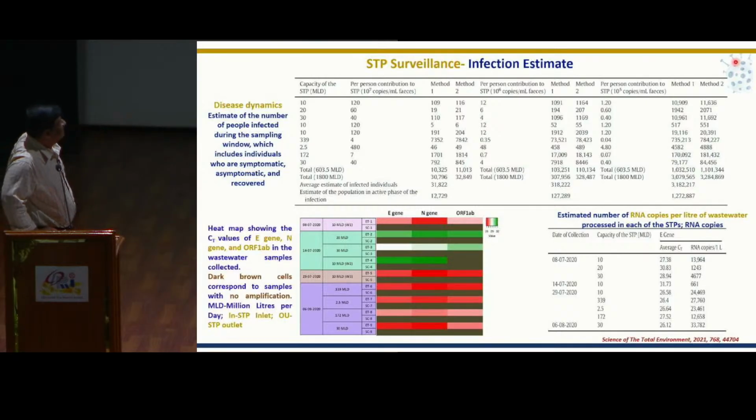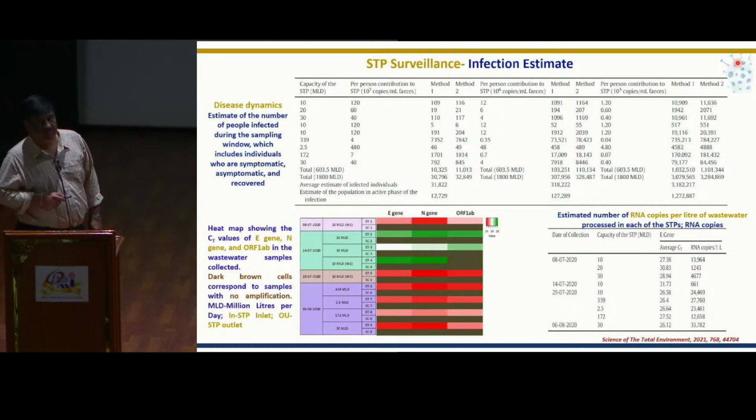This is the first methodology we chose, and it has given results. Here are all the STP plants with different capacities in Hyderabad, which cover about 60% of the population. We tried to understand the infection rate at that particular point in time based on E genes, N genes, and ORF1 genes. In these heat maps, you can see the variation of the 3 genes. Particularly in the inlet, there is significant concentration of COVID with respect to the 3 genes, but at the outlet of the treatment plants, there is no presence of any virus.